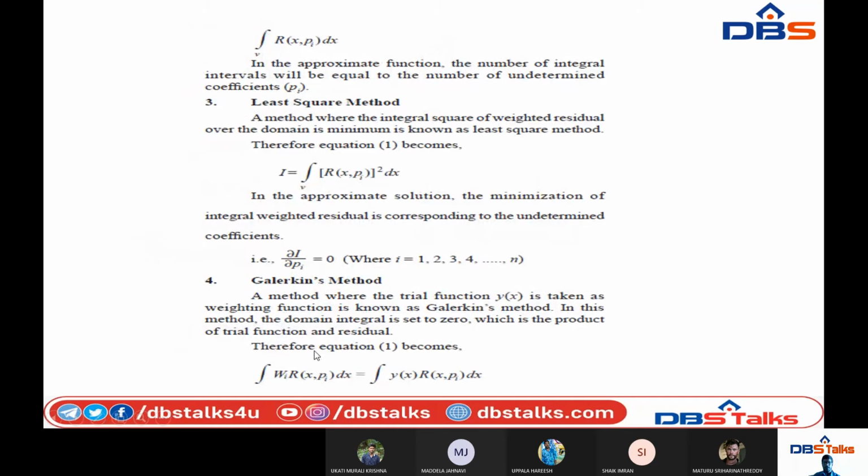Y of x is a trial function, acting like a weighting function. In this method, the domain integral is set to 0. The domain integral of wi times r of x comma pi is zero.